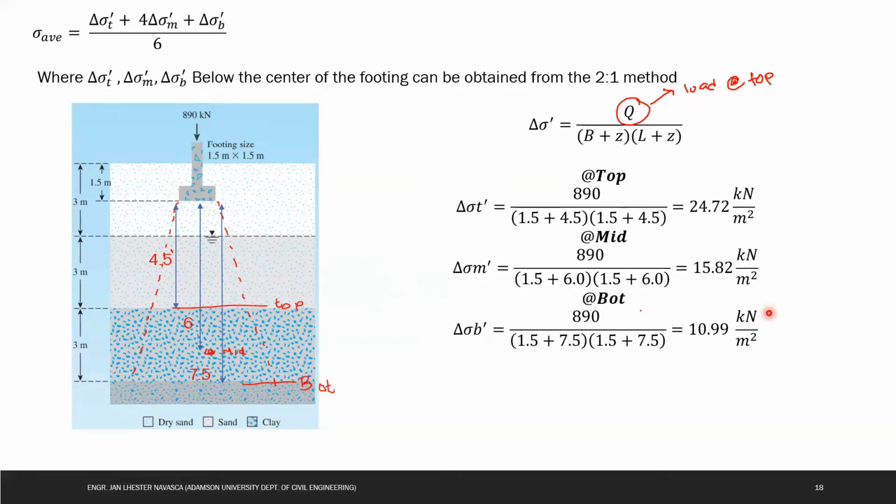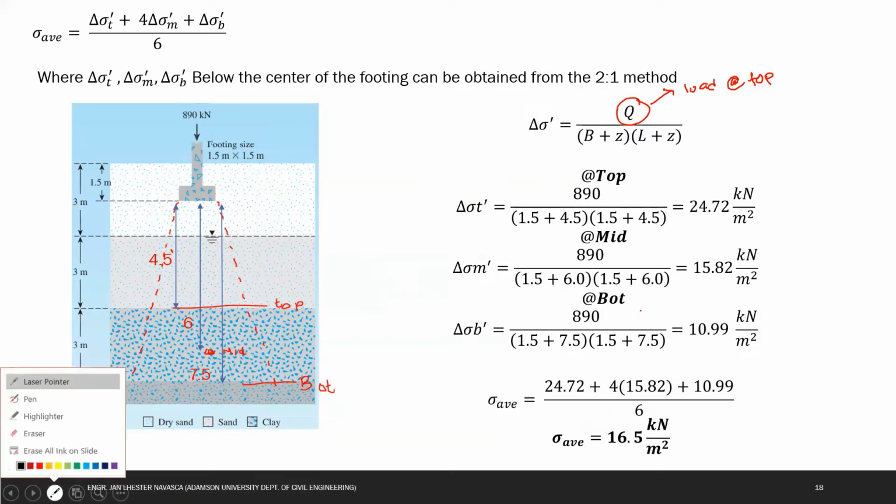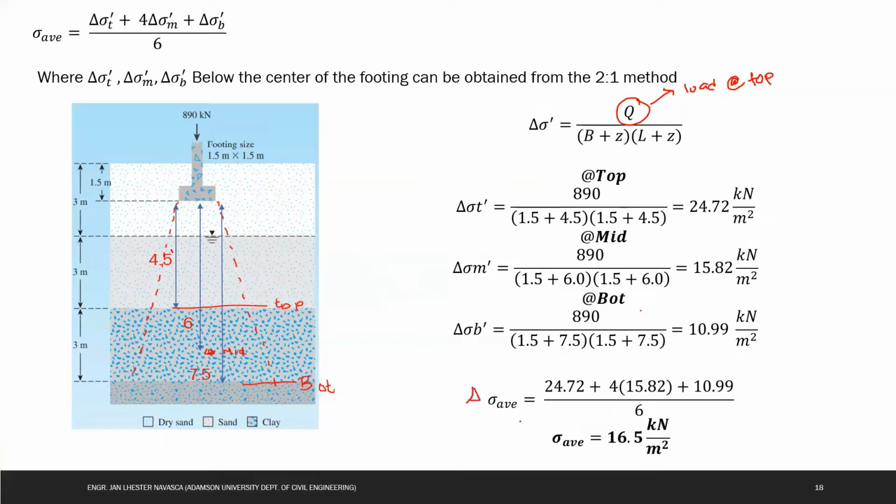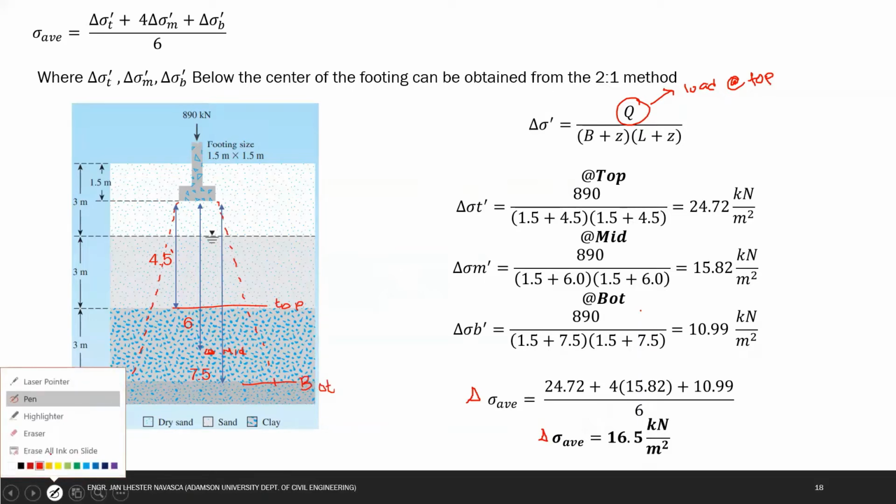So therefore, using the Simpson's approximation, delta sigma average is 24.72 plus 4 times 15.82 plus 10.99, divided by 6. Therefore, your delta sigma average is 16.5 kilonewton per square meter. So for this delta sigma average, I need to put delta. This one is delta, and this one should be delta.